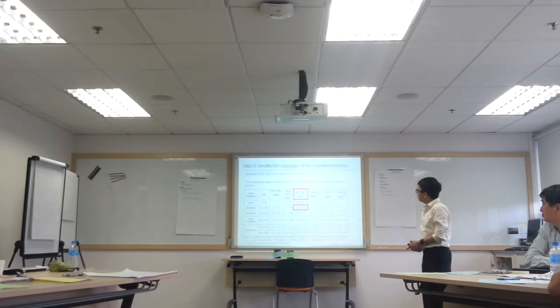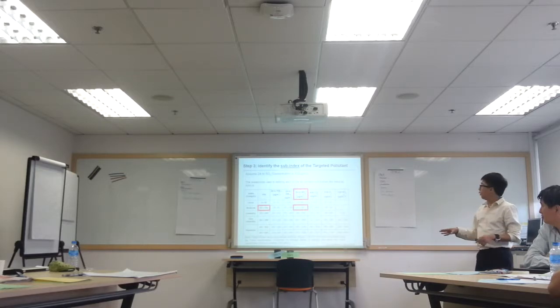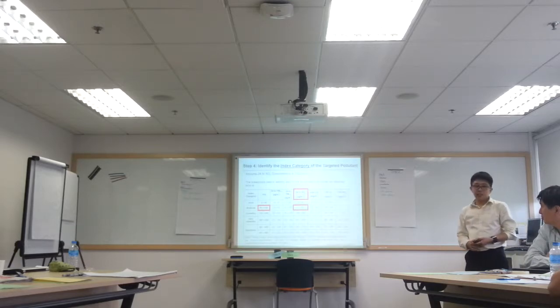Step 3, I identify the sub-index. Still the same scenario, assume 24-hour SO2 is 100. Step 4, identify the index category. So it's moderate.